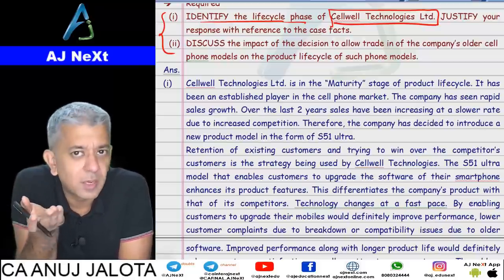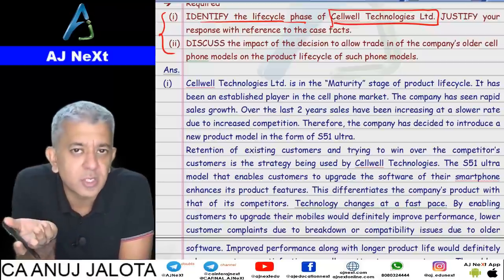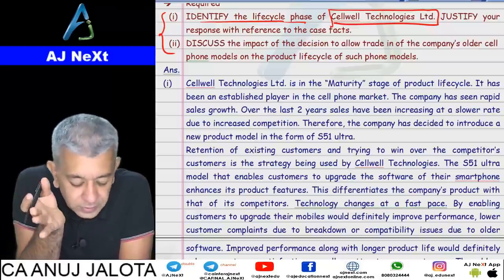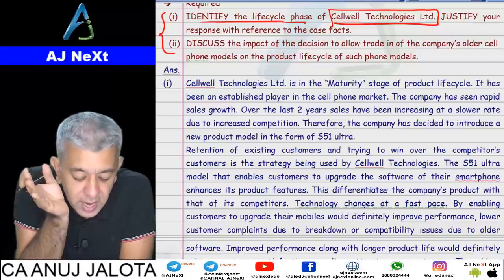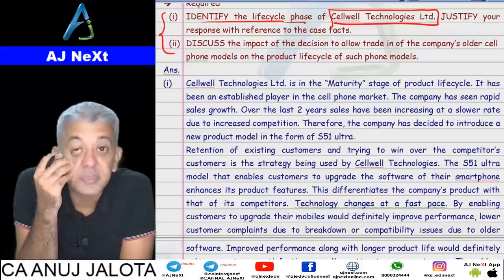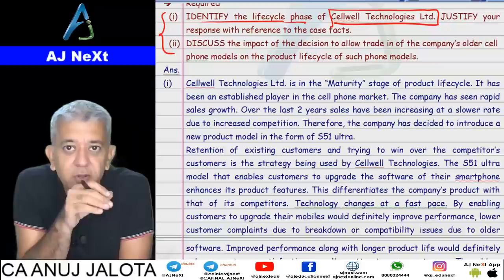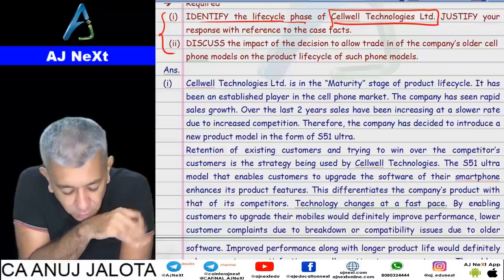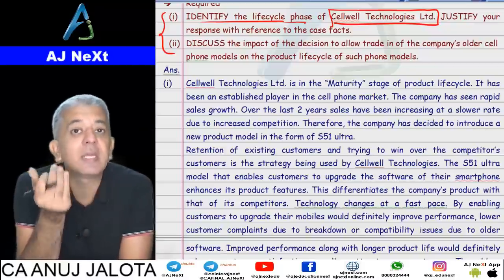हम लोग लॉन्च करने के बारे में सोच रहे हैं, तो इंट्रोडक्टरी स्टेज ही चल रहा है उसका. ओके, लेकिन उन लोगों ने ये चीज पूछा है: आइडेंटिफाई लाइफ साइकिल फेज ऑफ सेलवेल टेक्नोलॉजीज एंड जस्टिफाई योर रिस्पॉन्स विद रेफरेंस टू द केस फैक्ट्स. ओके, तो ये वाली कंपनी किस लाइफ साइकिल के अंदर है?